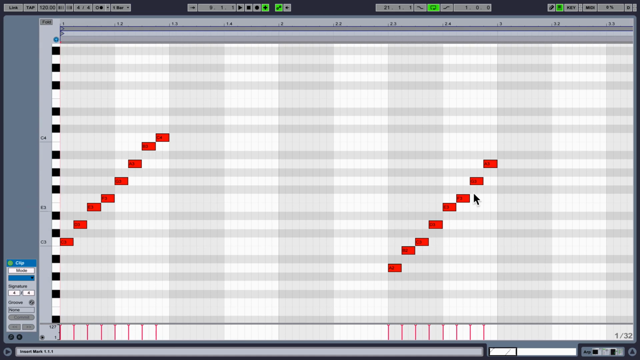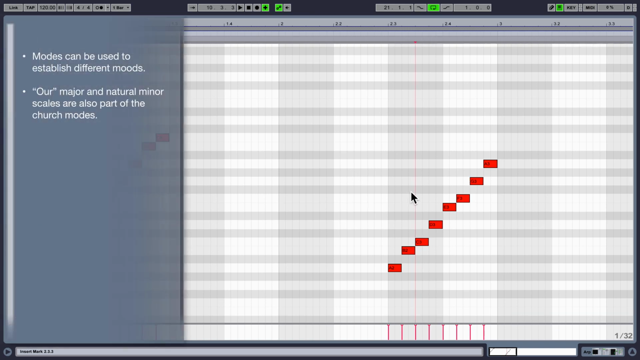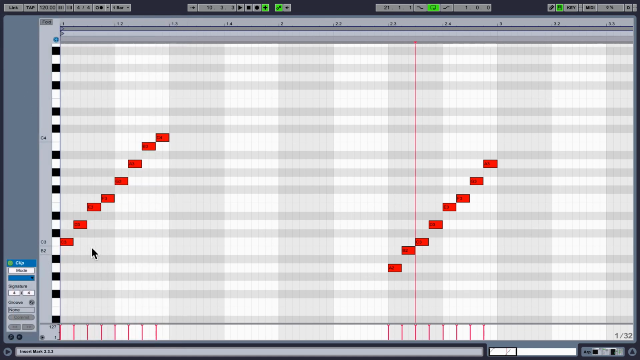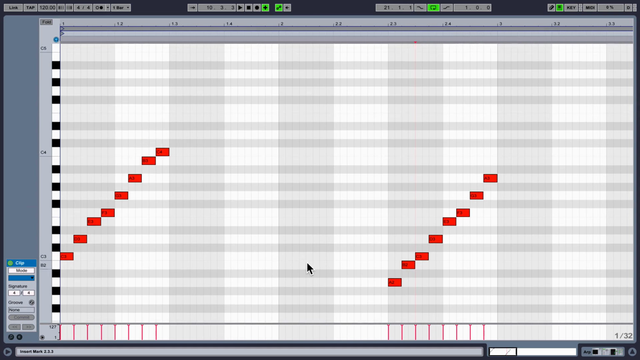Now, going back to our piano roll, we have our C major scale here and our A minor scale down here. And both these scales are also part of what we can call church modes. So going back, how is A minor actually different from C major? We are still using the same notes. We're only using the white notes here.